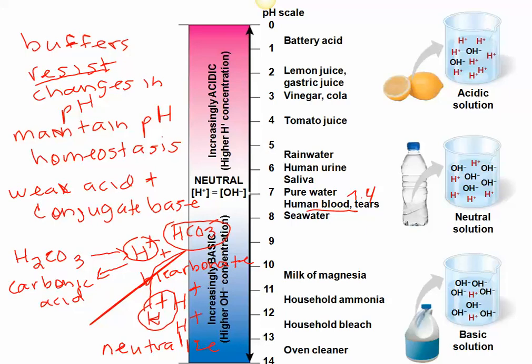And so that's how buffers work. Depending on whether you take up bases, the carbonic acid side will work for you. If you take in acids, the bicarbonate side will work for you. Either way, we help to resist the pH change.